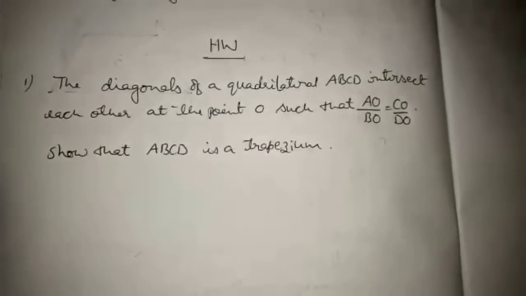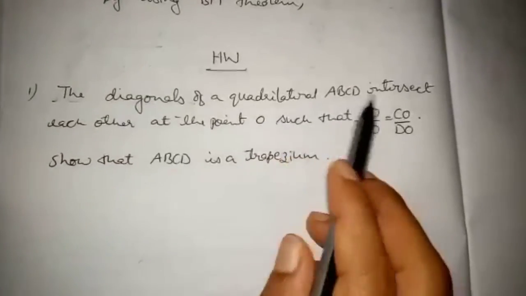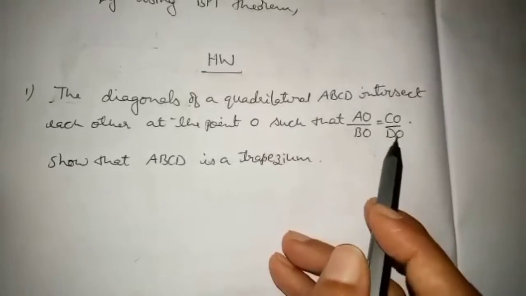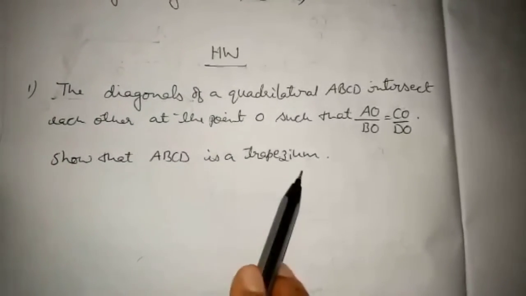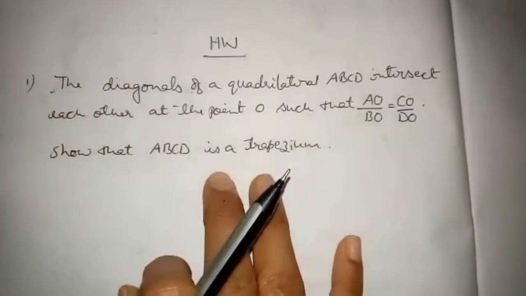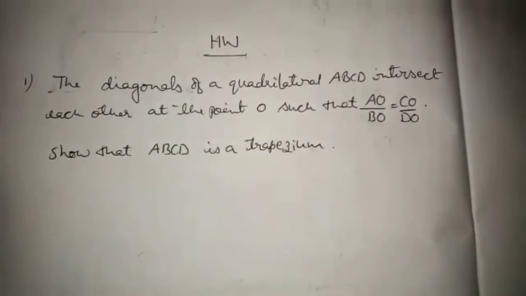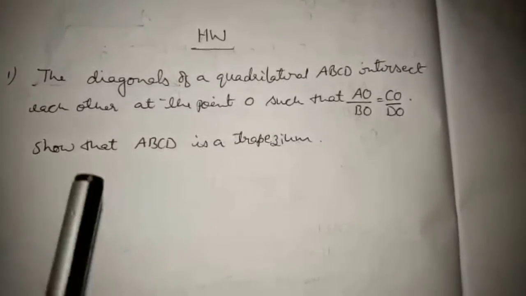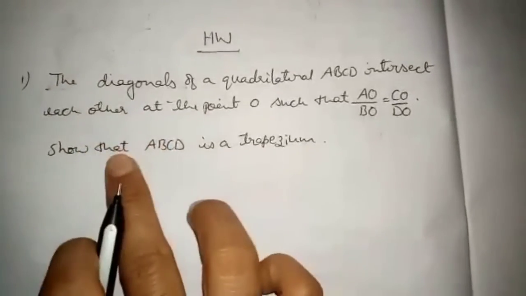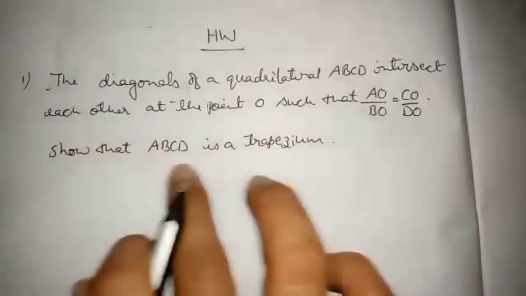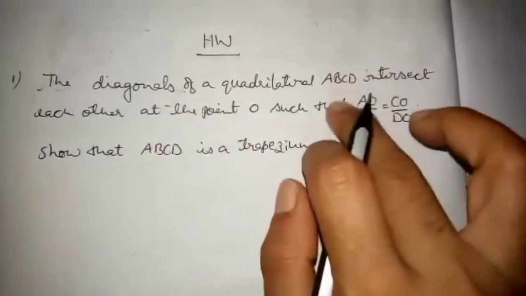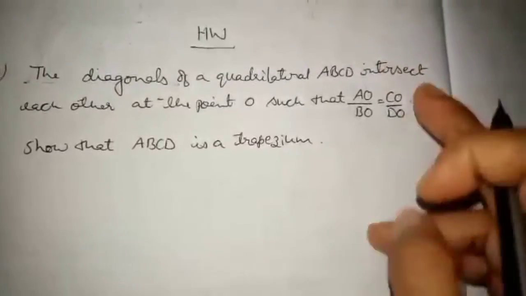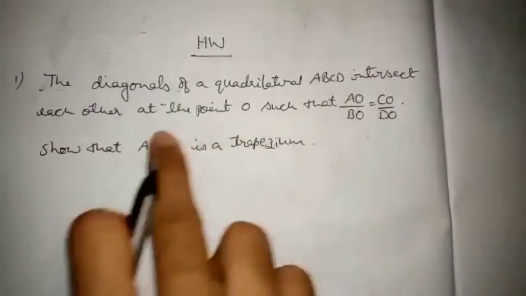Take this homework. The diagonals of a quadrilateral ABCD intersect each other at the point O, such that AO by BO is equal to CO by DO. Show that ABCD is a trapezium. This is the converse part of the problem which I have proved today. In that, it was given that ABCD is a trapezium and we had to prove this. Now this is the converse: they have given this, and you have to prove ABCD is a trapezium.